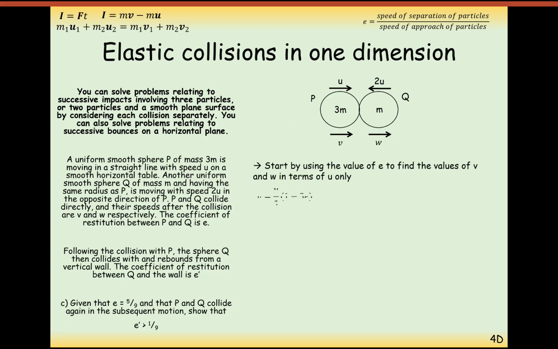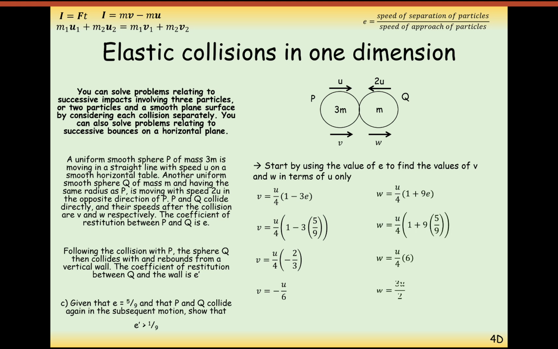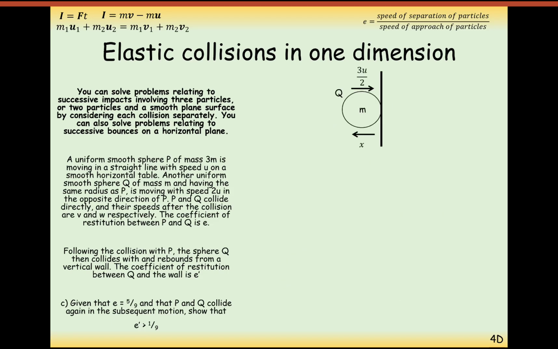So I can go back to my expressions for v and w and substitute in 5/9 and work out that v was minus u over 6 and that w is 3u over 2. Okay, so now I know the exact velocities for v and w after the collision. So now Q is going to go and hit a wall. So Q comes along, it's got speed 3u over 2, and it's going to then move away from the wall with a velocity x.